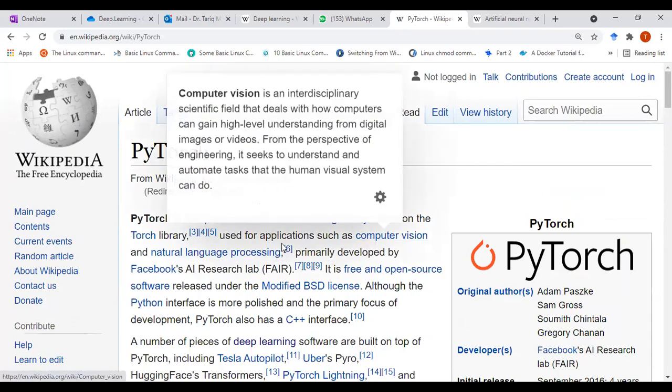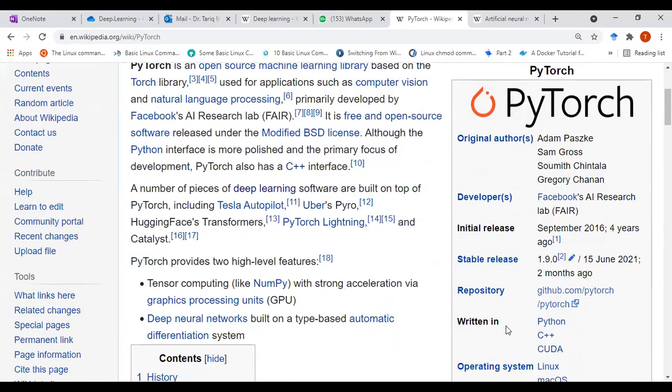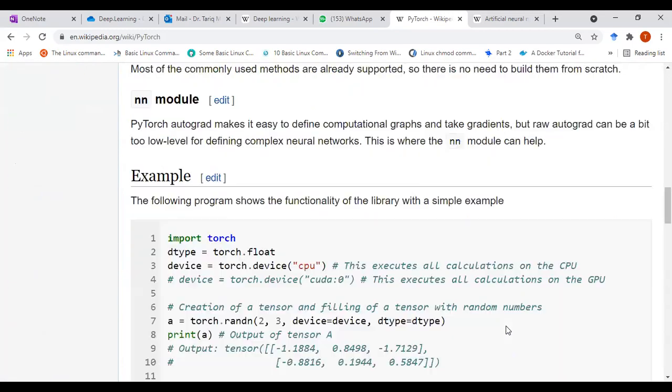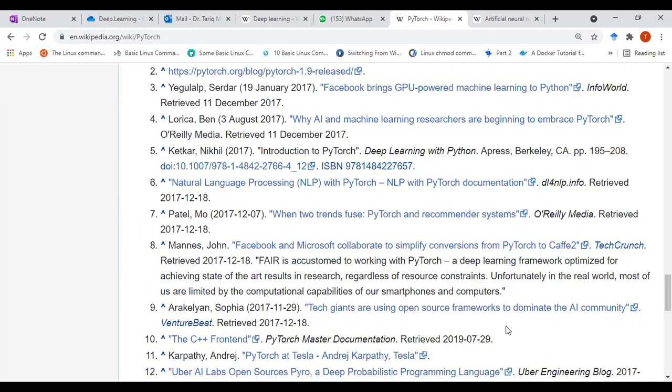It's used for computer vision and NLP. It's developed by Facebook's AI research lab. So PyTorch is from Facebook at FAIR. But I think we can do with TensorFlow.